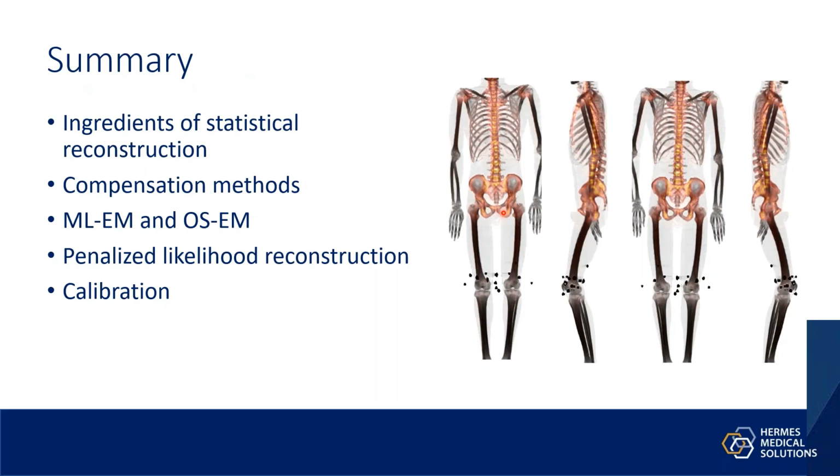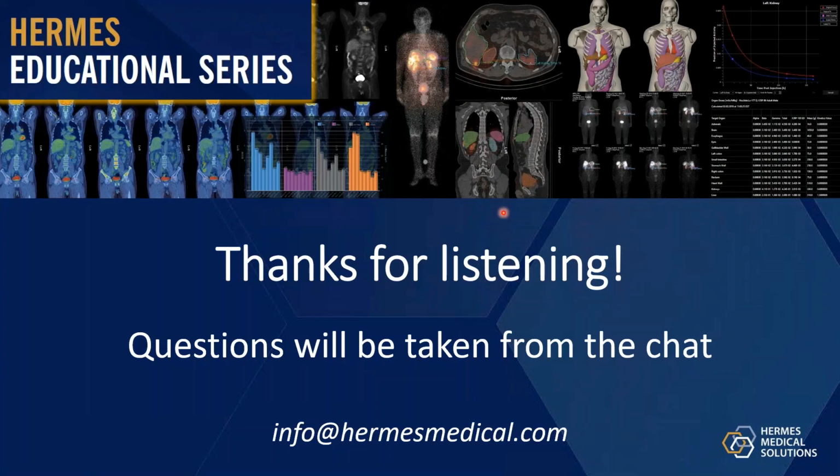So in summary, we have discussed the ingredients of statistical reconstruction. We took quite a deep look at how the compensation methods work. We talked about MLEM and OSEM, about Bayesian reconstruction, which might be the next big thing in reconstruction work, and some practical results of calibration work. This ends my presentation. I thank you for your attention, and we can start to take the questions from the chat.